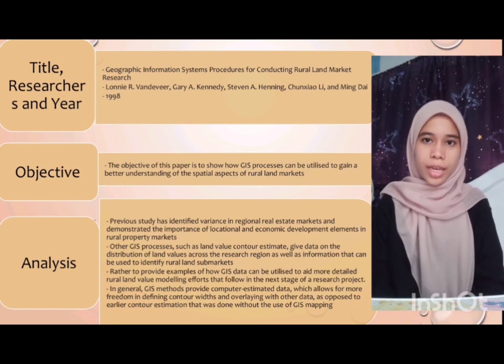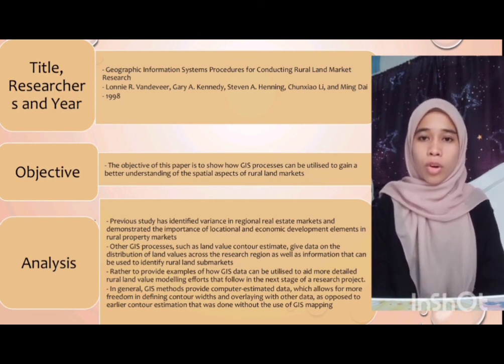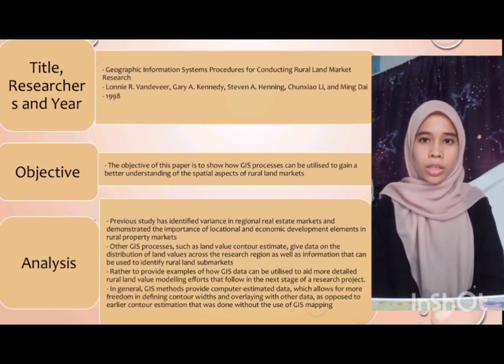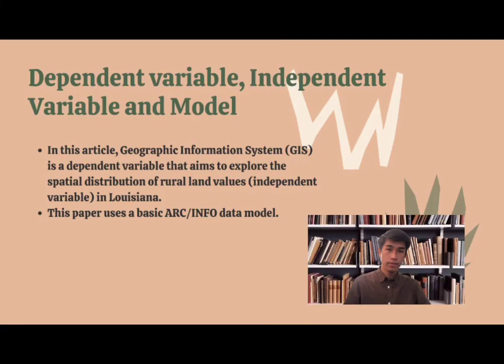So in general, GIS methods provide computer-estimated data which allows for more freedom in defining contour widths and overlaying with other data, as opposed to early contour estimation that was done without the use of GIS mapping. That's all from me. Thank you.